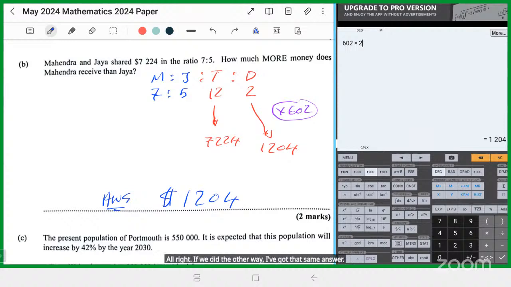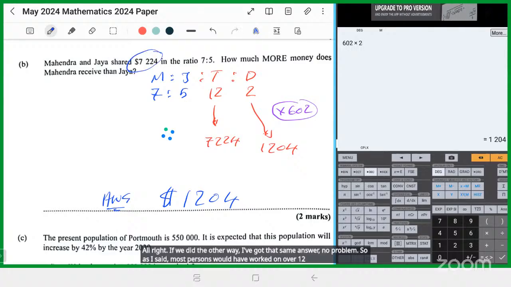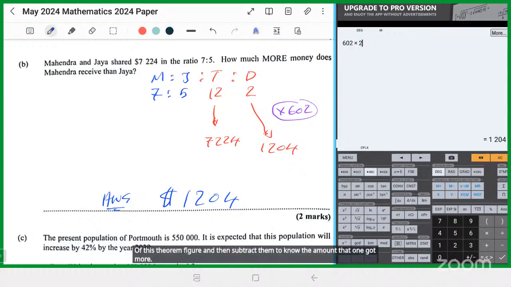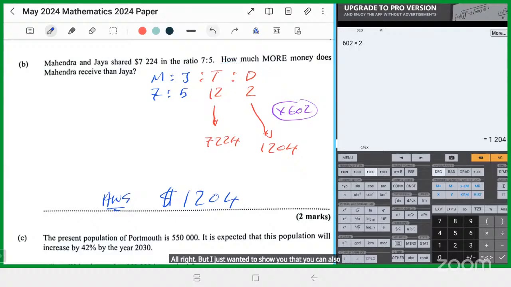So as I said, most persons would have worked out 7 over 12 of this, then work out 5 over 12 of this same figure, and then subtract them to know the amount that one got more. All right, but I just want to show you that you can also extend the ratio to show additional information. All right.